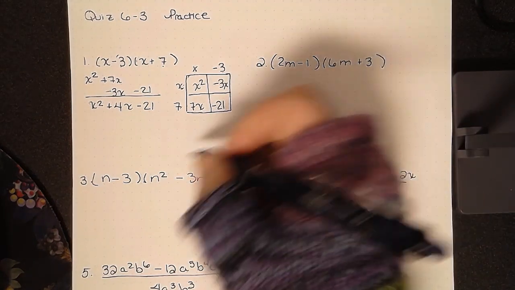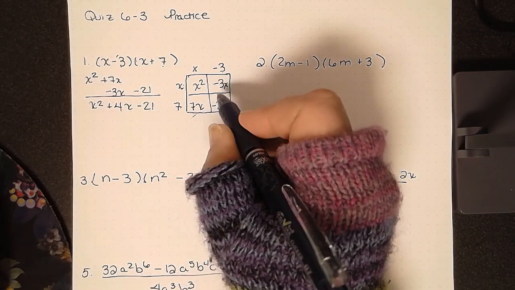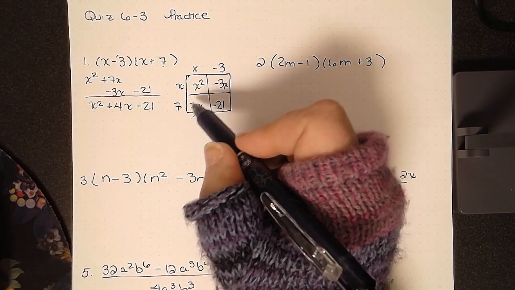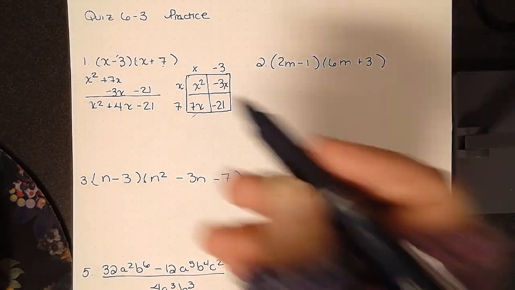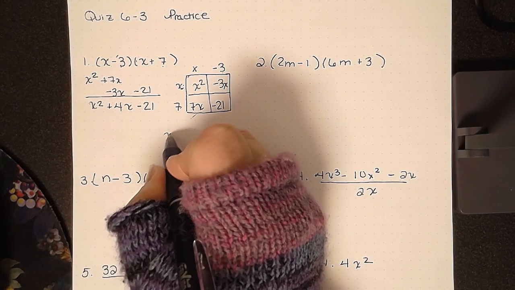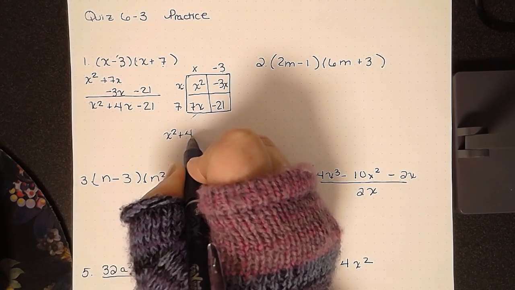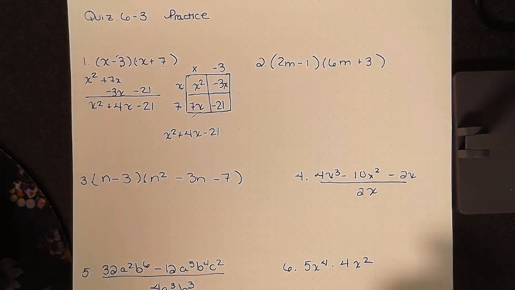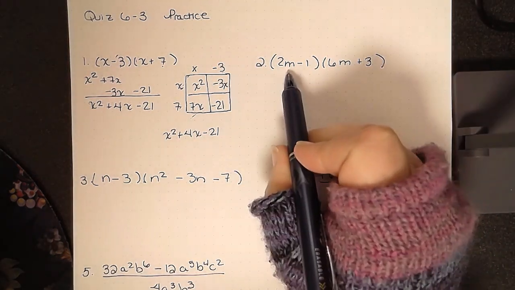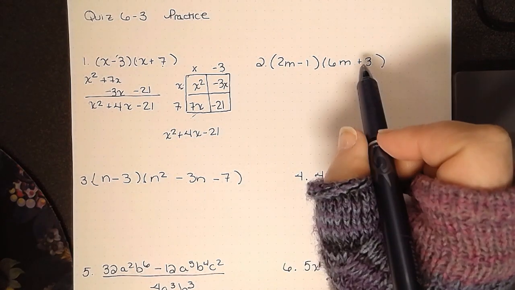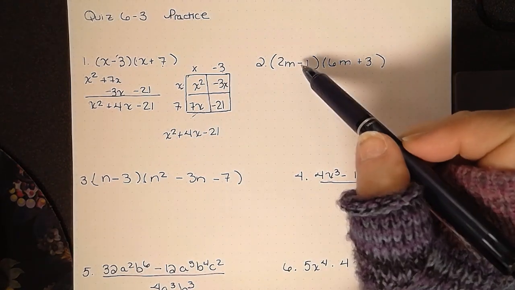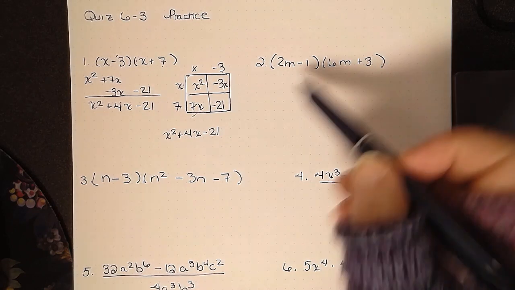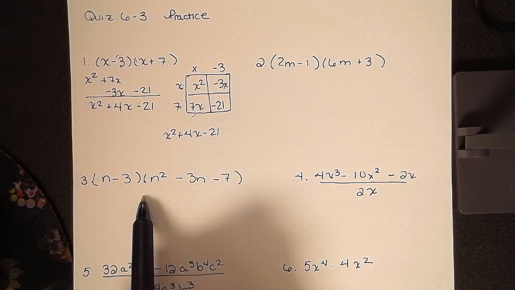So then the one thing I have to remember to do is add these two on the diagonal. So that would be x squared plus 4x minus 21. You'd get the exact same thing, okay? Here, I'm going to go ahead and do this again. I'm not going to use the box method for this one. I'm just going to go ahead and distribute. I will use the box method for this one, though, so that you guys can see how you can do that.